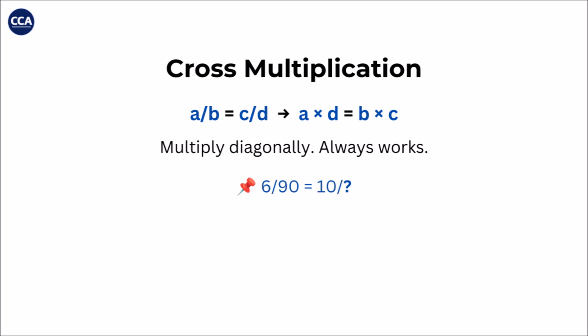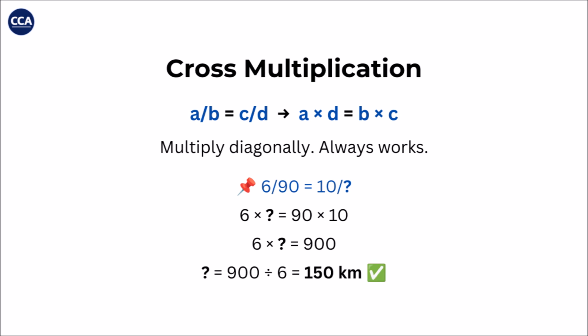Let's apply it to our fuel problem. 6/90 equals 10 over question mark. Cross multiply. 6 multiplied by question mark equals 90 multiplied by 10. 6 multiplied by question mark equals 900. Question mark equals 900 divided by 6, which equals 150. The car travels 150 kilometers on 10 liters.